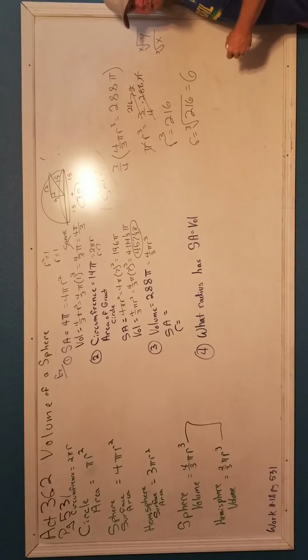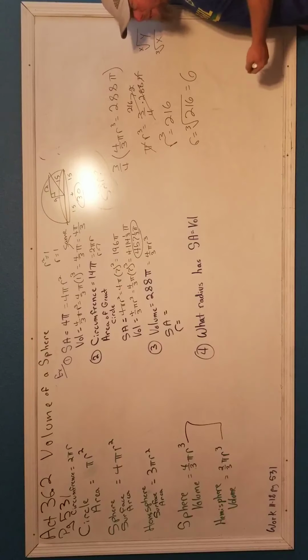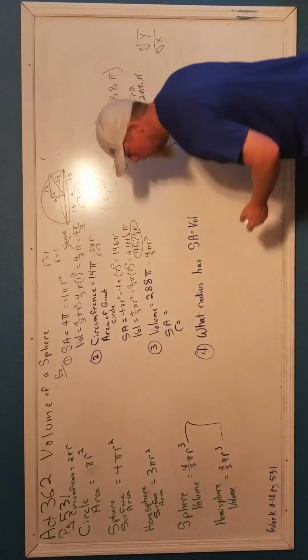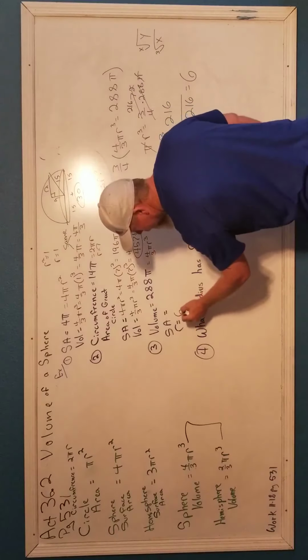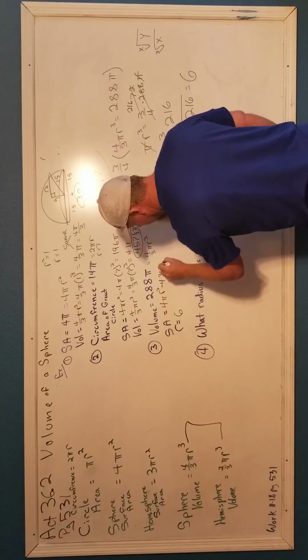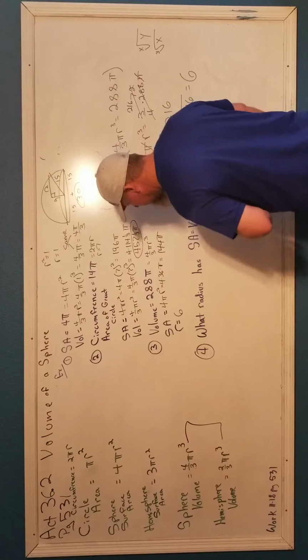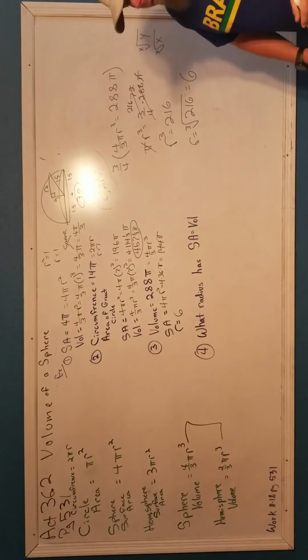6 times 6 is 36. 36 times 6 is 216. So that tells me my radius is 6. Well, if my radius is 6, I'm going to plug that into my surface area formula, 4 pi r squared. So 4 times 36 times pi, so 144 pi. Okay, hopefully everybody's good with that.